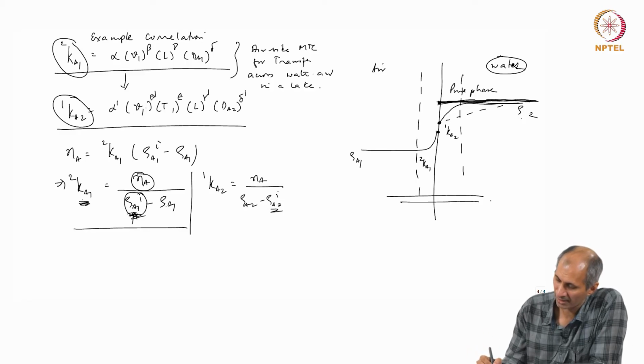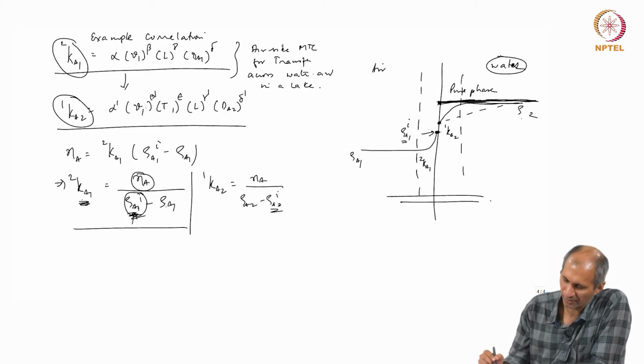But on the air side, what is this concentration? There is still a rho A1I. What will that be? This is pure water on this side. Is this the saturated vapor pressure? This is the one that is in equilibrium with this. So, what we have done is manipulated the system in such a way that this is true.